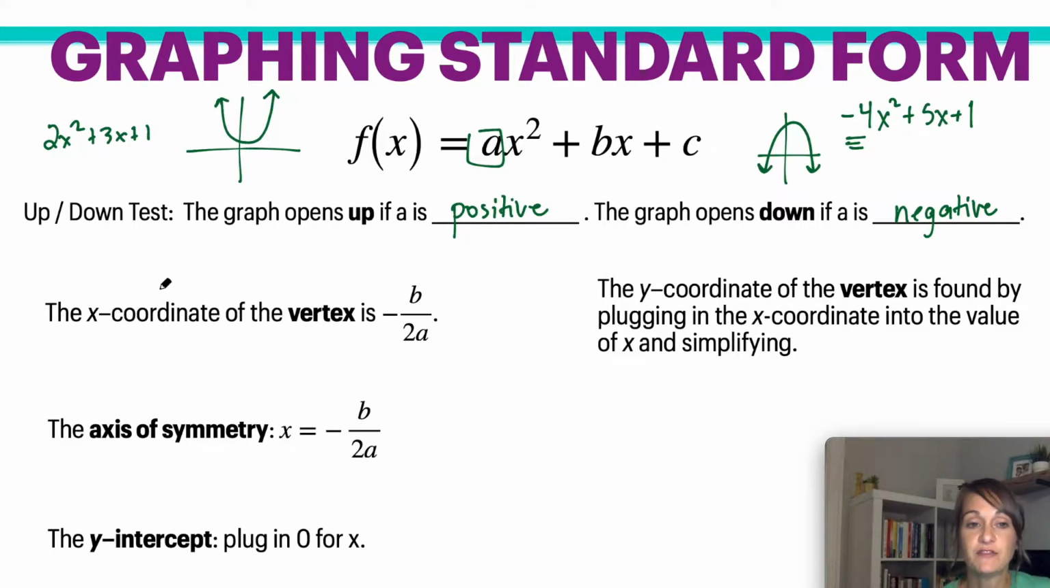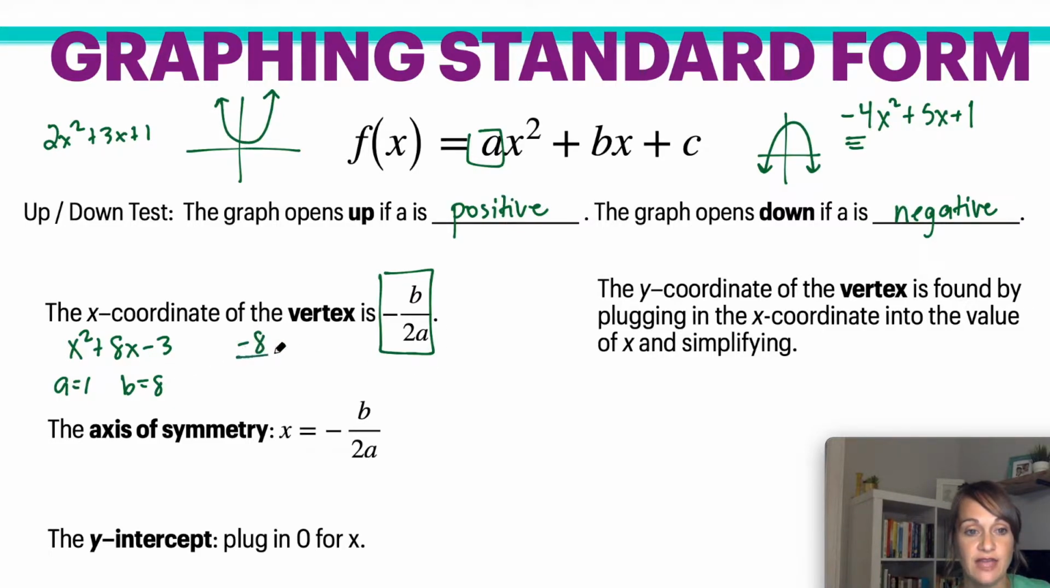The x-coordinate of the vertex. Now, in a past video, we discussed that the vertex is the highest or the lowest point of a parabola. So to find the vertex from a standard form, you would use the formula negative b over 2a. For example, if we had the graph x squared plus 8x minus 3, a is 1 because the coefficient of x squared is 1. B is 8, so negative b over 2a would be negative 8 over 2 times 1, which is 2, which is negative 4. So the x-coordinate of the vertex would be negative 4.